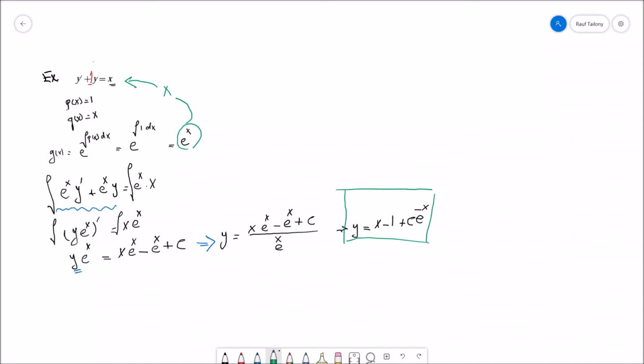Hopefully in the future we can make another video covering more examples so that we can get trained on how to solve various situations and various equations of first order linear differential equations.